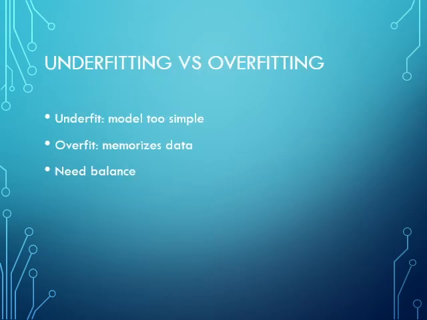Underfitting versus overfitting. Underfitting happens when your model is too simple and cannot learn patterns, and overfitting is just the opposite. It happens when the model memorizes training data and doesn't generalize. A deep learning model must find the right balance.